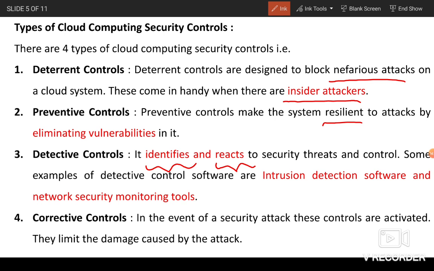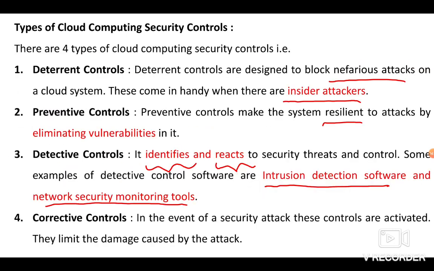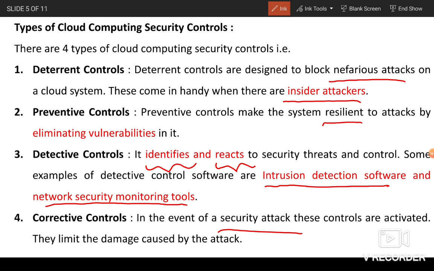Some examples of detective control software are IDS, that is intrusion detection software. Then we have several network security monitoring tools. Many tools are available on the market, and they are all examples of detective controls. And finally, the corrective control. If a security attack occurs, these controls are activated to take the necessary corrective action. By using corrective controls, we can limit the damage caused by the attacks.